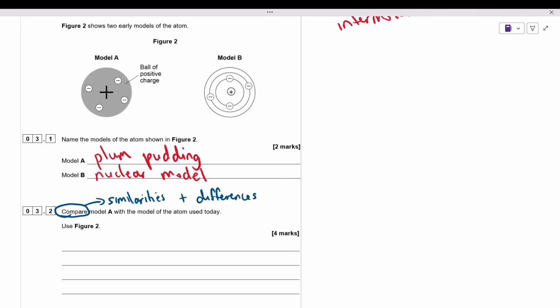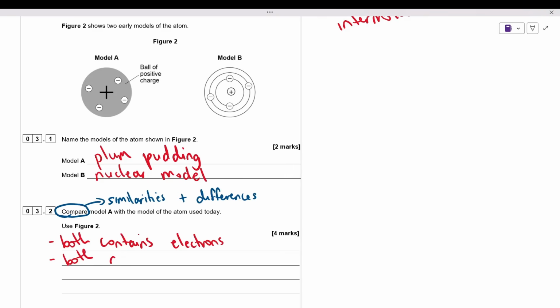Right, so that's what we're going to be looking out for when we are comparing these two models: the plum pudding model and the current model that we use to draw these structures in today's time. So first, let's look at the similarities. For the similarities, first thing we can mention is the fact that they both contain electrons. We could also mention that both are neutral, because all atoms are neutral overall.